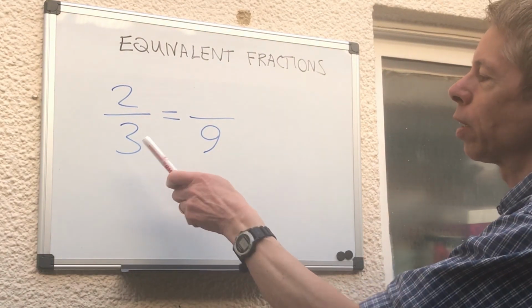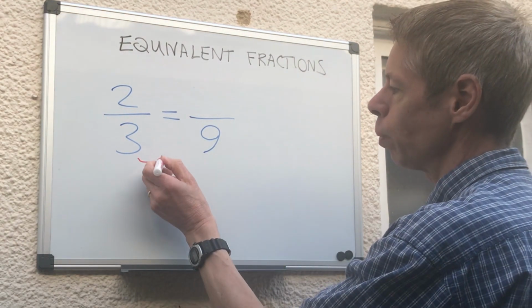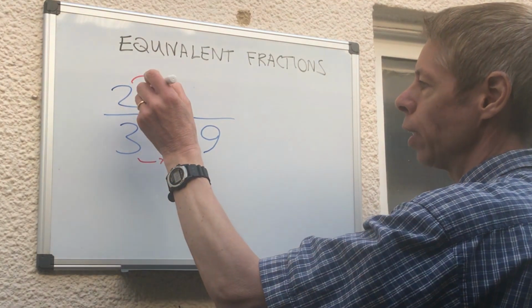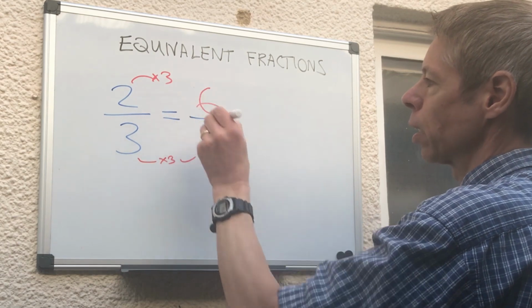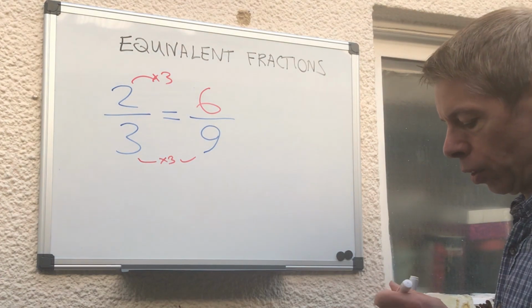So 2/3, we need to know that in ninths. Well, because we've multiplied 3 by 3 to get 9, we're going to multiply 2 by 3 to get 6. So 2/3 is equivalent to 6/9.